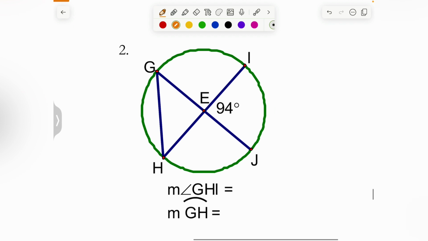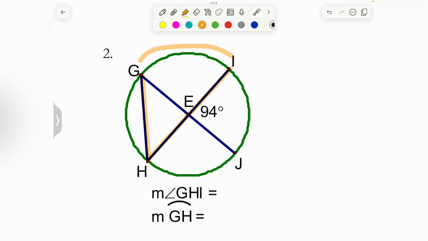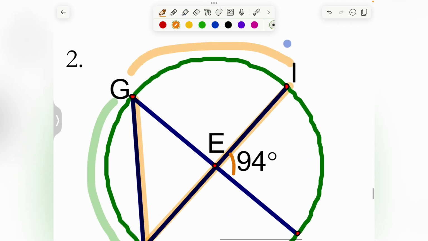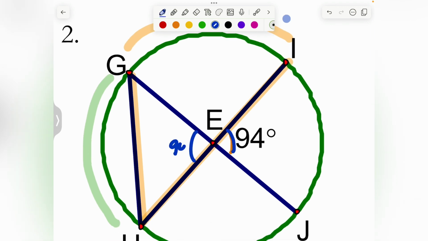This is asking, and I always like to highlight what it's asking for, GHI. Let's use a different color. It's asking for this angle right here, which is going to go with this arc. And it's also asking for this section, GH. Well, I do know that both of these together are going to add to 180, so all I have to do is find one of them, and I can do that pretty easily because I know that this is 94 degrees, so these are vertical angles, so this angle is 94 degrees.